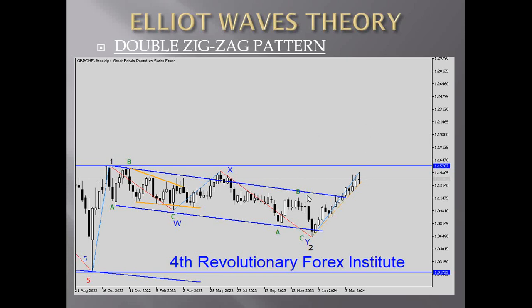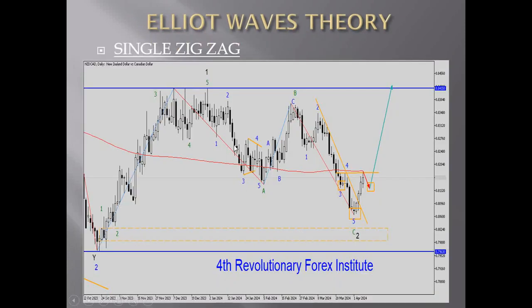So traders, that is all I have for the zigzag pattern. So we have a single zigzag pattern, and then we have a double zigzag pattern. Just to recap, a double zigzag pattern must be completed with wave W as a zigzag pattern and wave Y as another zigzag pattern. Okay, and then for the single zigzag pattern, wave A, 5 waves, and then wave C, 5 waves.